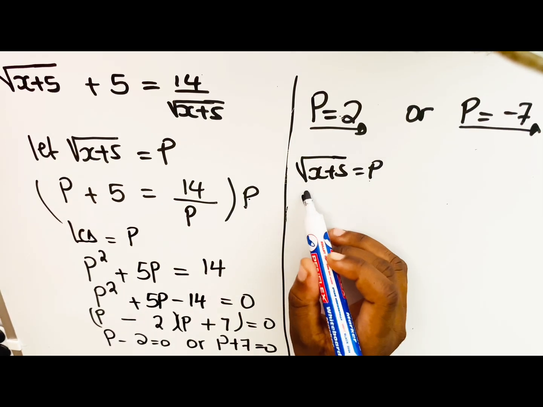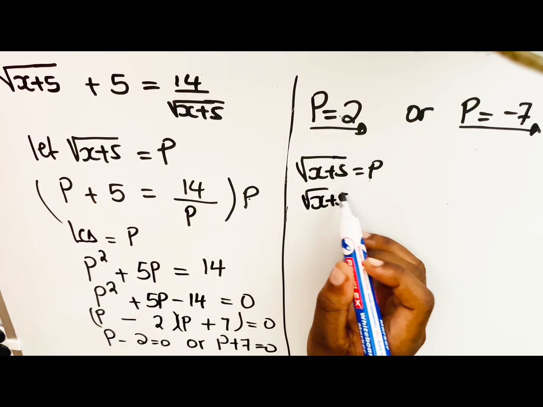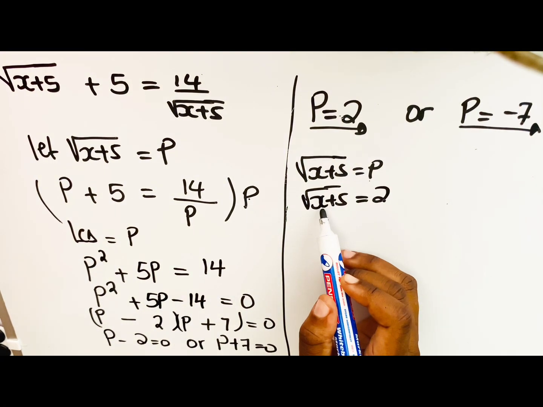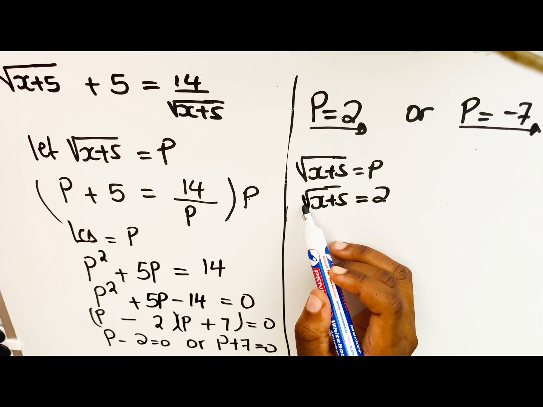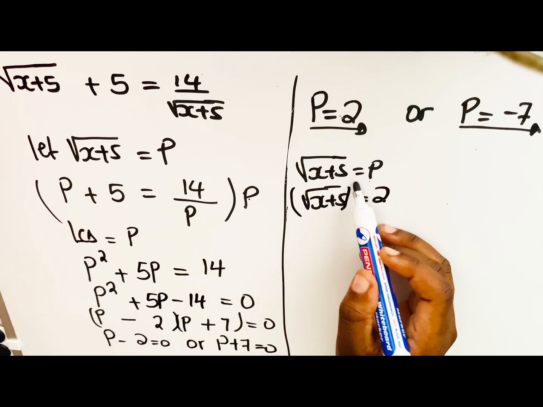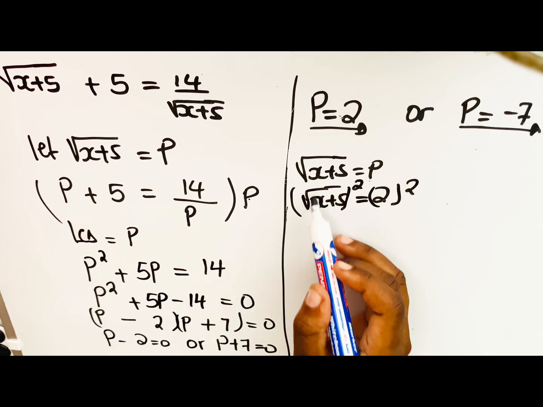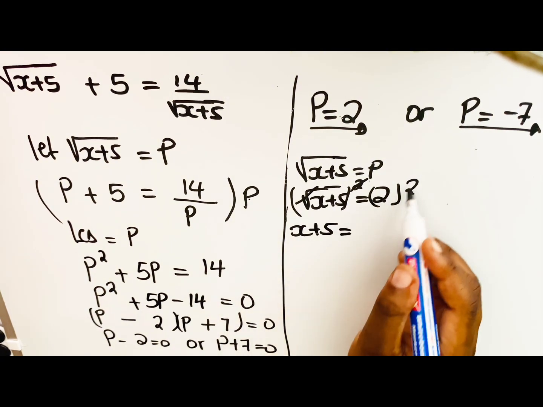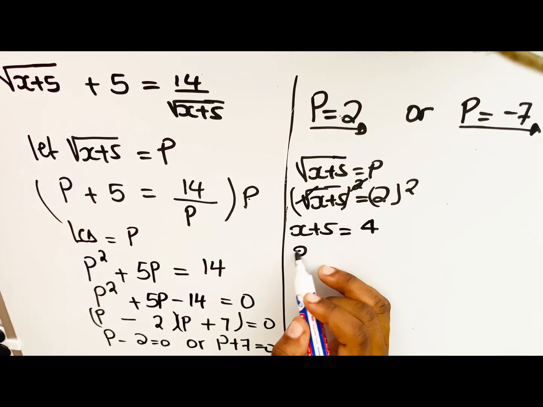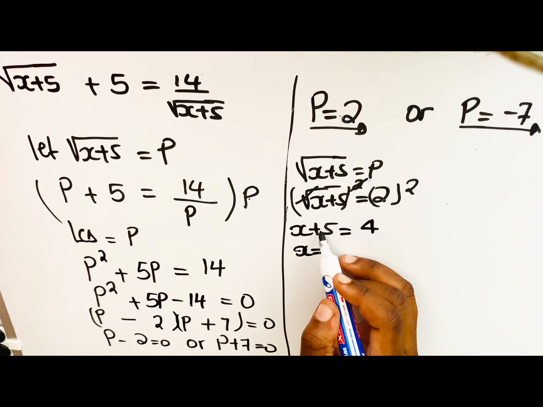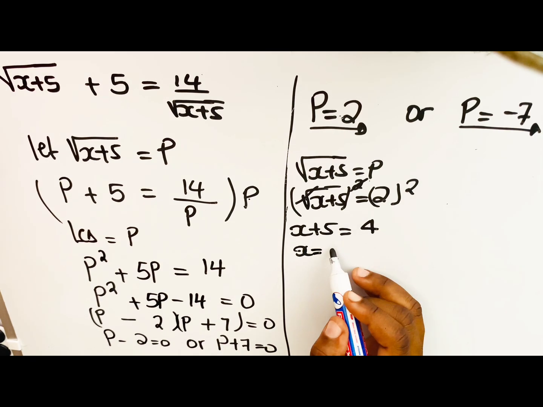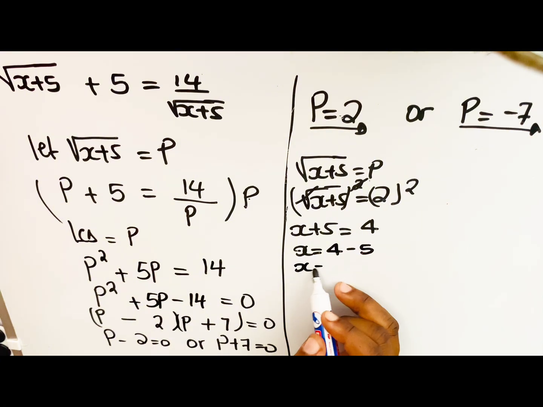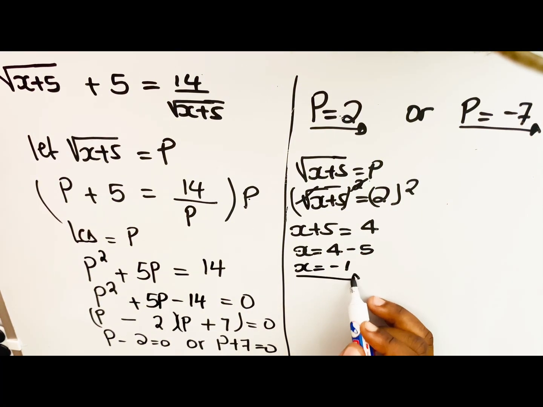The first p is positive 2. Solve for x here. To get rid of the square root, we square both sides. Then x + 5 is equal to 2 squared, which is 4. x is equal to, we subtract 5 from both sides, so we have 4 - 5. Then x is equal to negative 1.